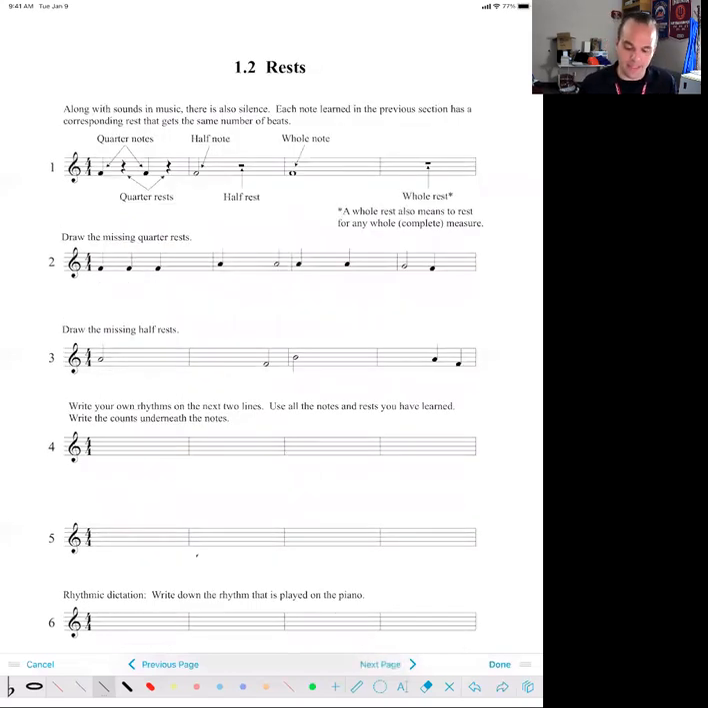And when that happens, we need a rest. So that's what's on page 2 here. A rest indicates a beat of silence, purposeful time where we're not making music.